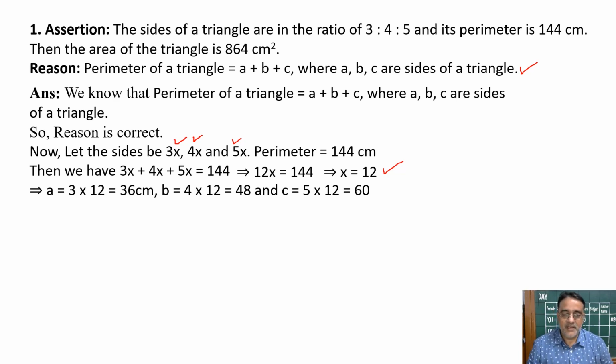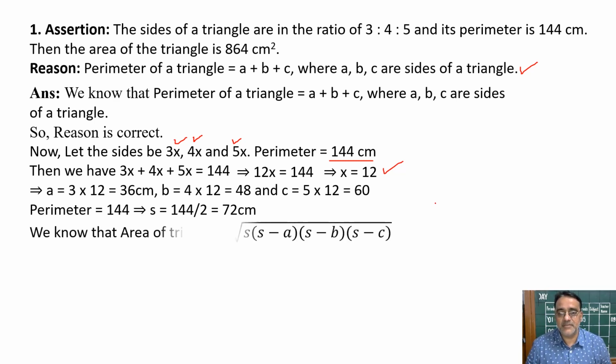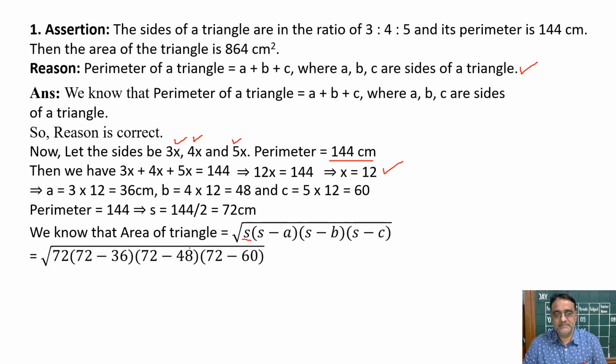Now what is the semi-perimeter? Perimeter is given as 144. What is the semi-perimeter? 72. Very good. Now we are going to use the formula. Which formula? Heron's formula, right. So the area of triangle is given by root over s into s minus a into s minus b into s minus c. This is Heron's formula. Now we are going to substitute s as 72, a as 36, b as 48 and c as 60.